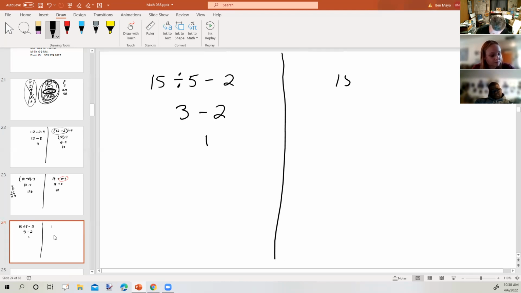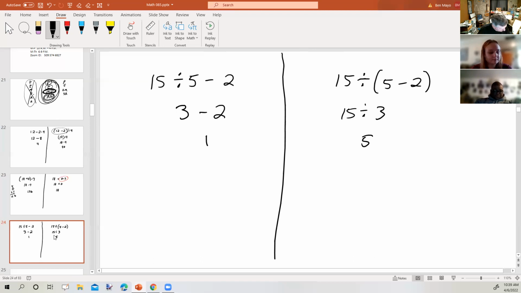Let's take a look at this problem. 15 divided by the quantity 5 minus 2. We've got division, subtraction, but we've got a grouping symbol. We do what's inside the grouping symbol first. 5 minus 2 is what? 3. 15 divided by 3 is 5. So again, the grouping symbol changes everything. Doing okay still? Everybody? Okay.